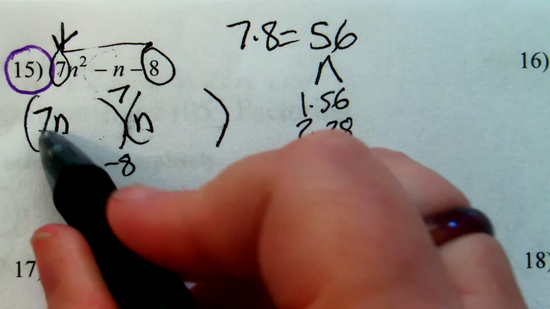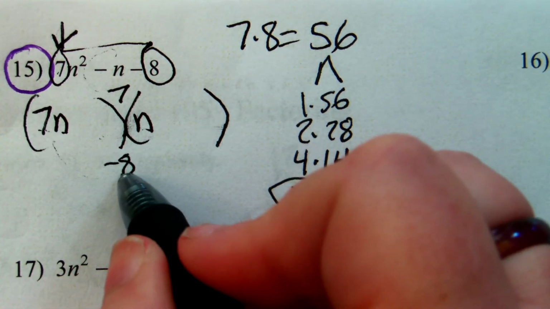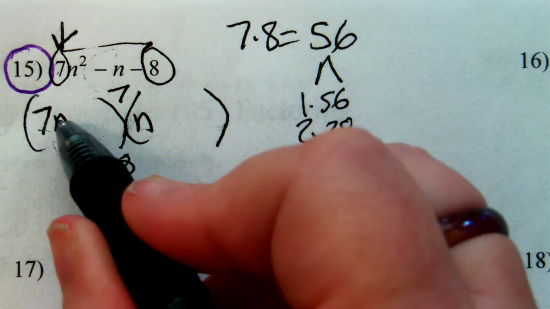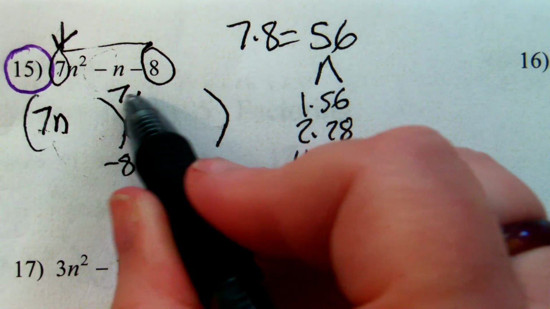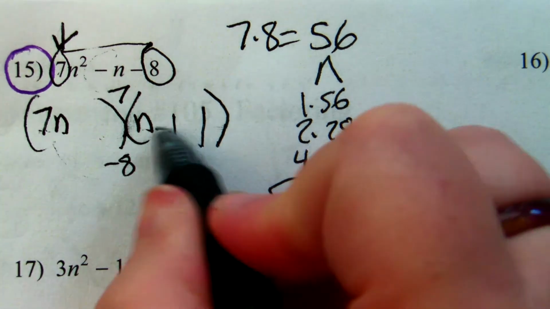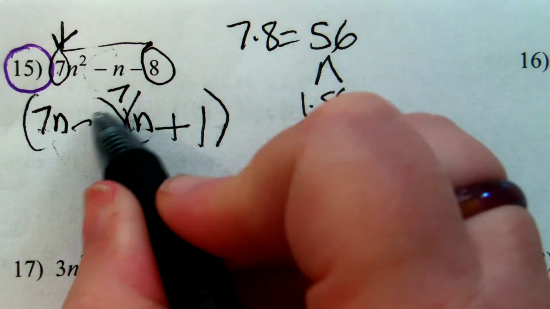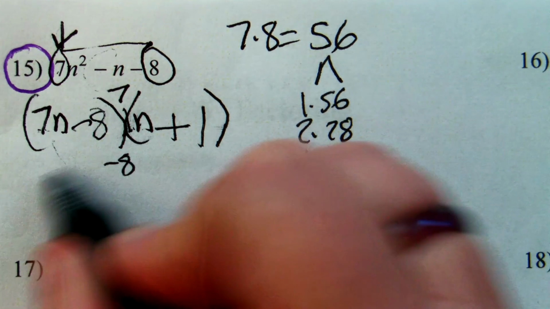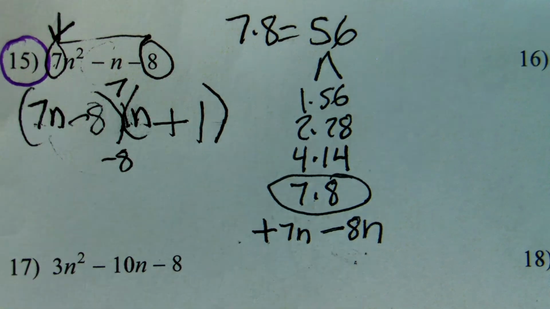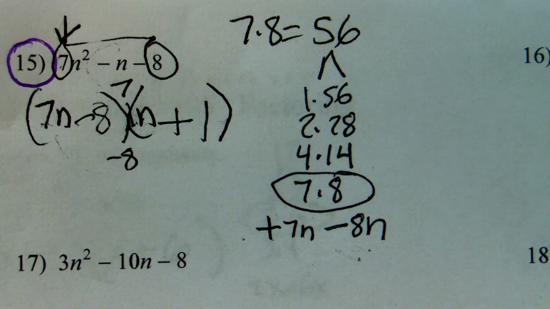And so 7, does it go into negative 8? No. Does 7 go into 7? Yes. How many times? 1. And then this is a 1n. 1 goes into negative 8 times. And if you multiply everything back, it works. But remember, you can factor any way you know how to factor. And we should always get the same answers, no matter which way we factor.